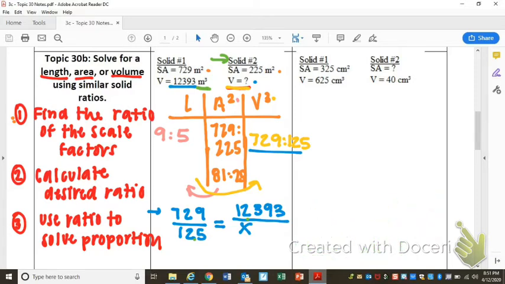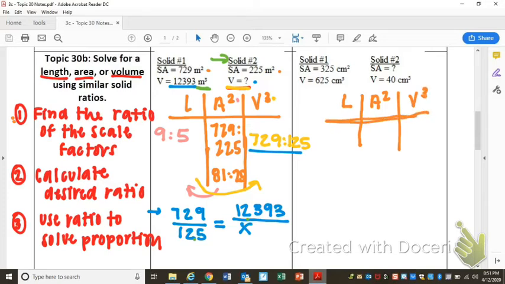All right, so let's try this second one. I hope you were able to do it on your own. So again, our first step is to find that ratio of the scale factor. In order to do that, we need our chart.